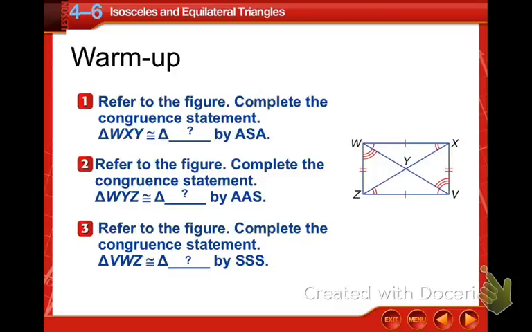And we are given that angle W here is congruent to angle V. Side WX is congruent to side VZ. And angle X is congruent to angle Z. So we have our angle, side, angle like we need. So now we just need to name it properly.